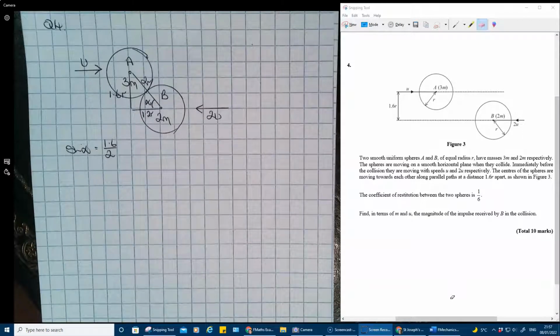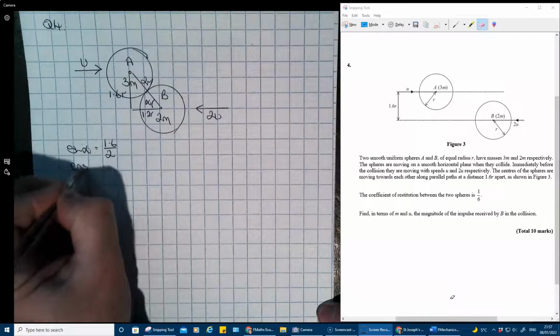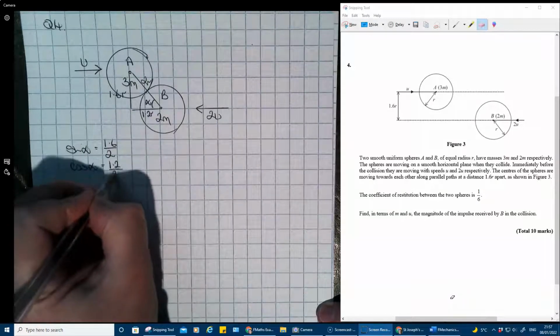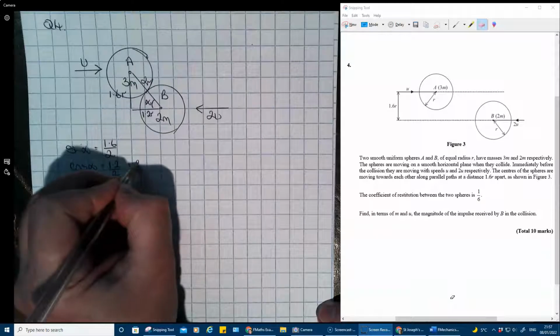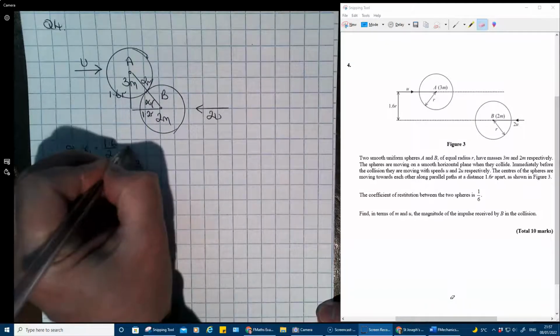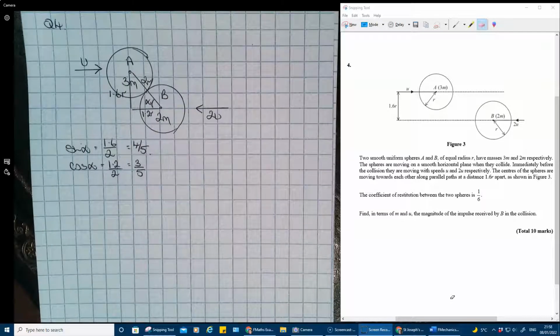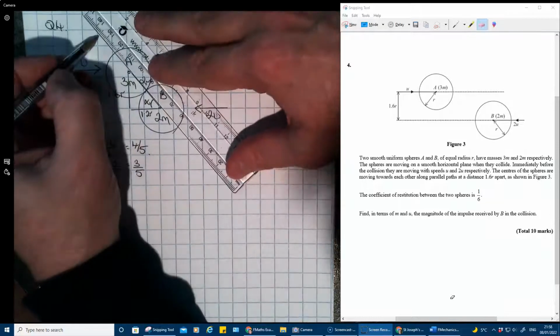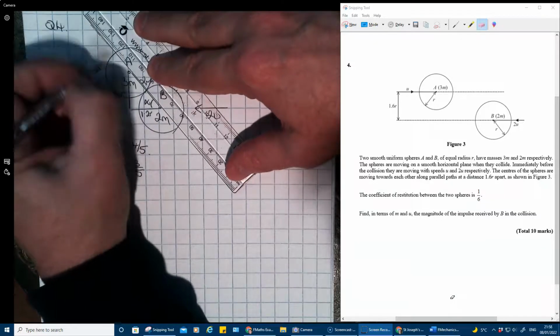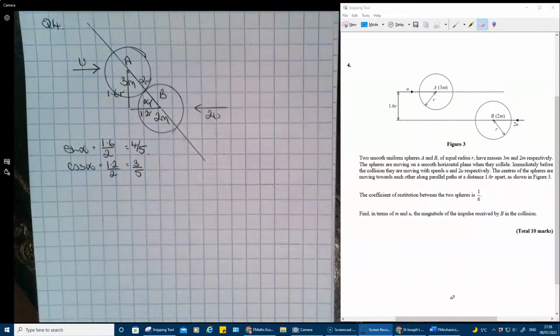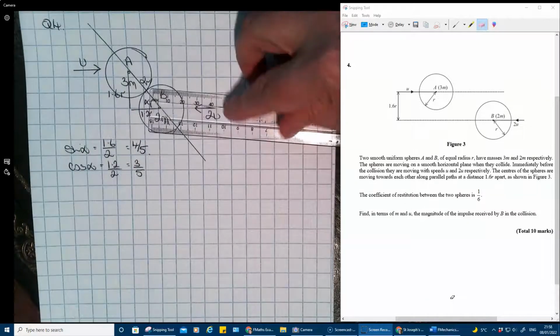Okay, and if we need cos alpha, that's going to be 1.2 over 2. That's 3/5, and that's 4/5. Okay, so we've got those in our locker. Alright, so they're going to collide, and we know the direction. That's the line joining the two centres when they collide.